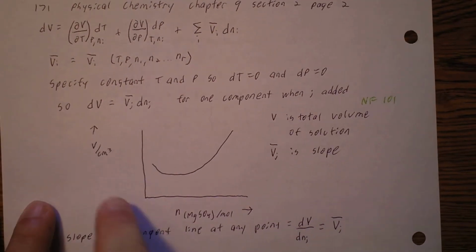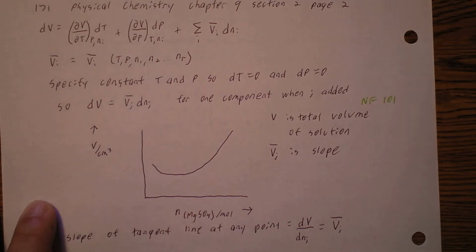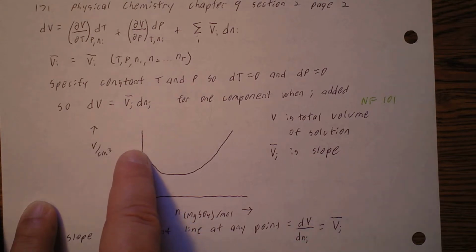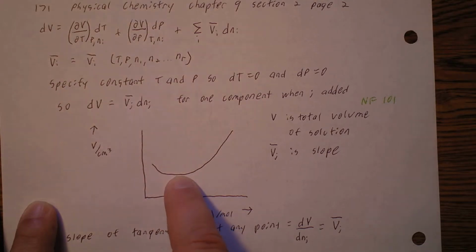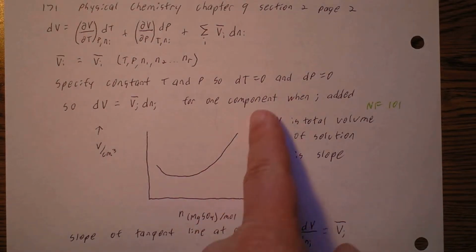So here's a graph of the volume divided by centimeters cubed to cancel out the units, so we make it unitless. So it's volume versus the number of moles, in this case magnesium sulfate per mole. This V is the total volume of the solution, and the partial molar volume of substance J would be the slope. As you can see, it starts out here. As it increases, for a while the slope is negative, but it gets less negative. There's a point here where it's 0, and then as you keep increasing, it goes up again.